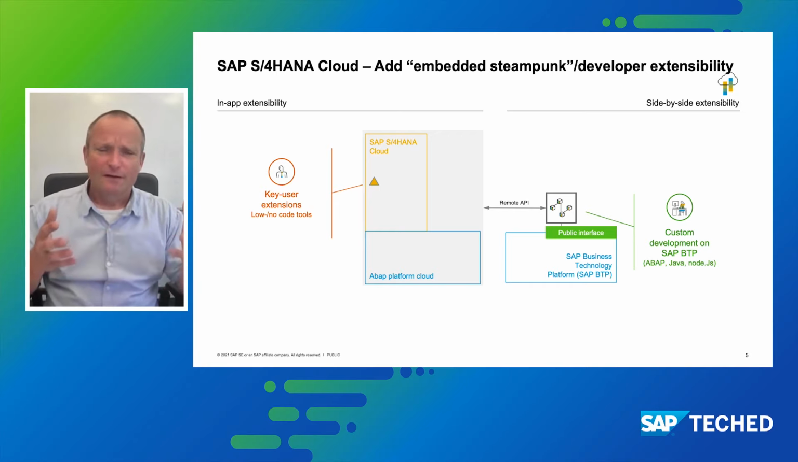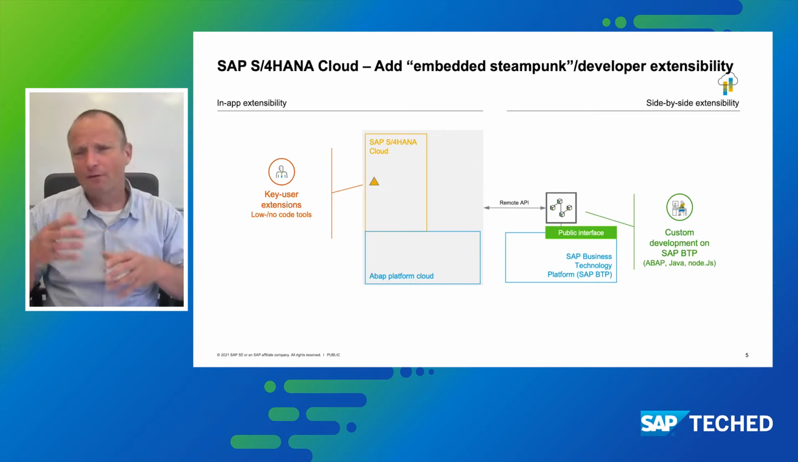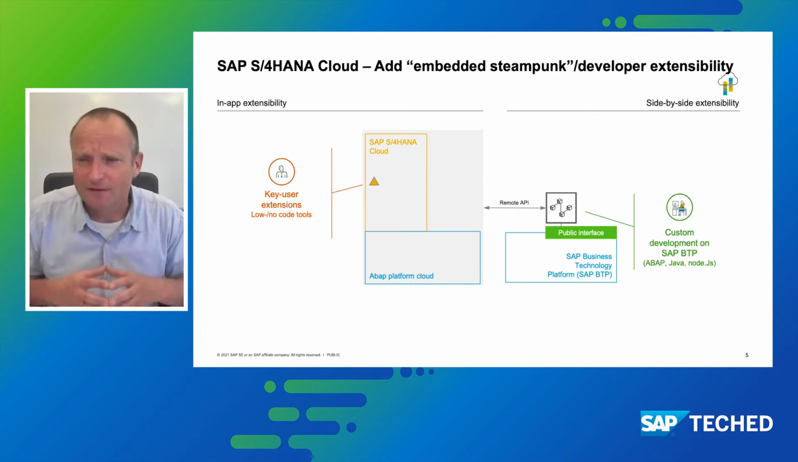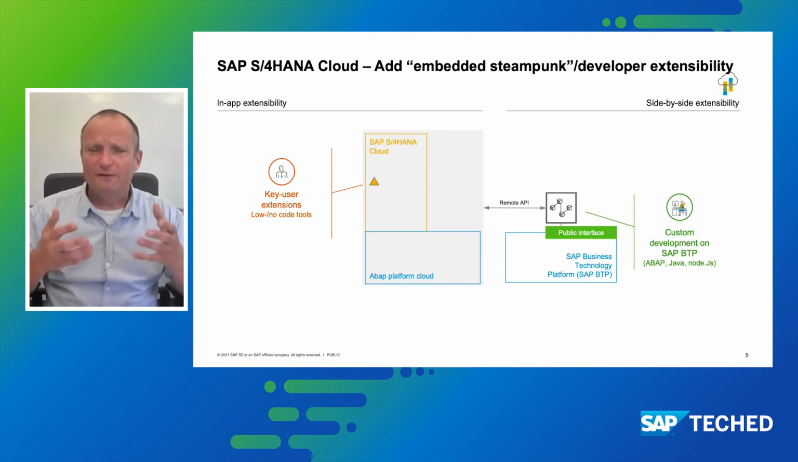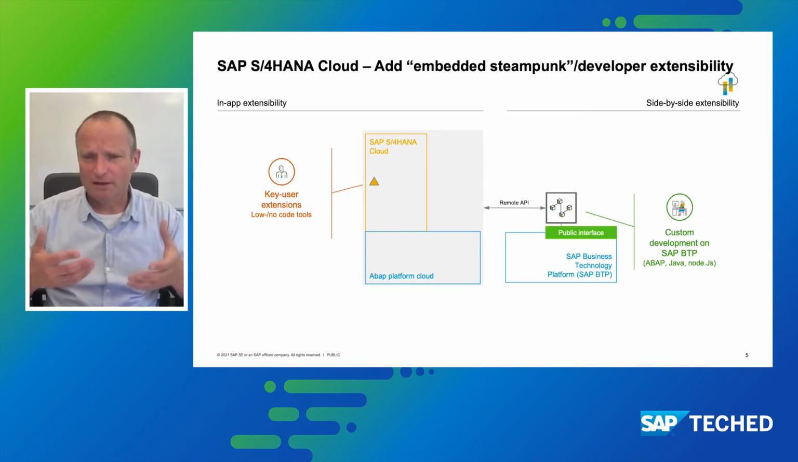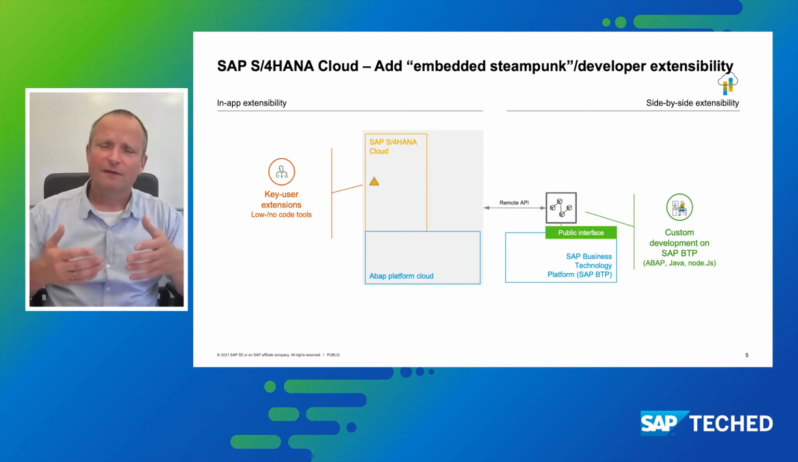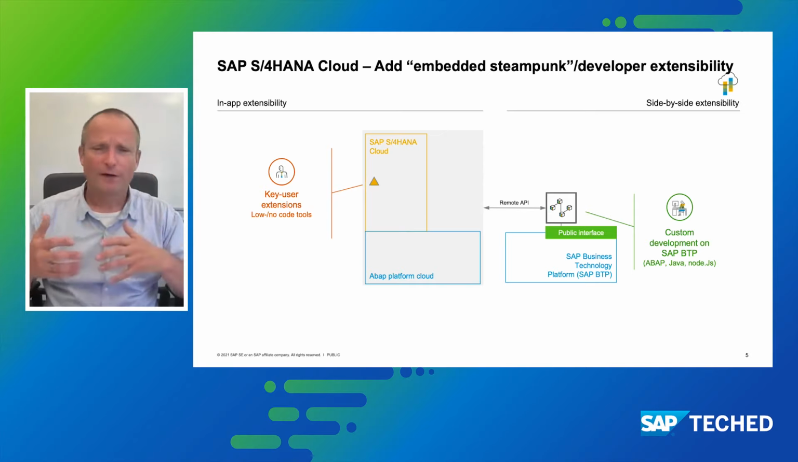What we see right here is the extensibility portfolio we currently have in S/4HANA Cloud. On the left side, you see key user extensibility, our well-known low-code, no-code offering. And on the right side, you see side-by-side extensibility. Using the SAP Business Technology Platform, you can build your own applications with ABAP, with Java, with Node.js, by getting data via remote APIs from S/4, or by writing data into S/4 via remote APIs, or by replicating data.